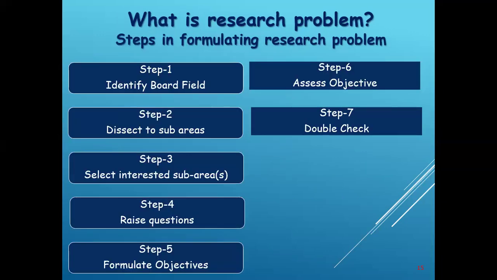Steps in formulating a research problem: Step 1, identify the broad field. Step 2, dissect it into sub-areas. Step 3, select the sub-area of interest. Step 4, raise questions. Step 5, formulate objectives. Step 6, assess objectives. Step 7, double check. Double check is very important. It will help you to find fact-based research.